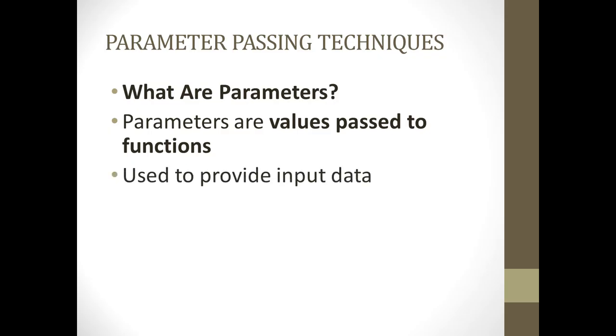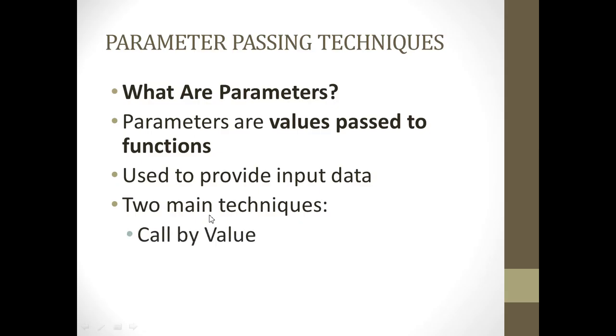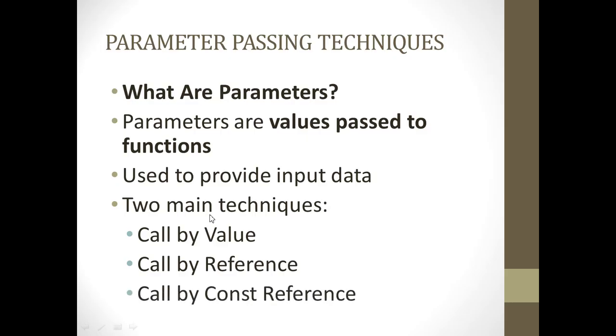They are used to provide input data for our functions. We have basically two main, but three or more. But let's call it two main basically. We have call by value, we have call by reference, and then an extension of reference we call call by constant reference. So constant reference is still call by reference. It is a modification to it. So we have basically call by value and call by reference.